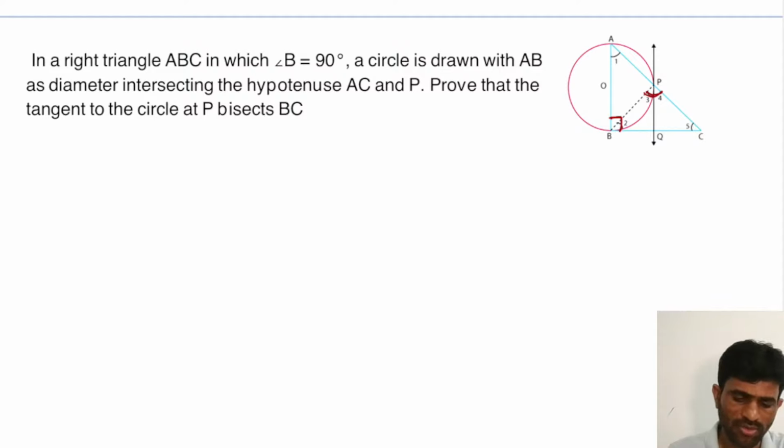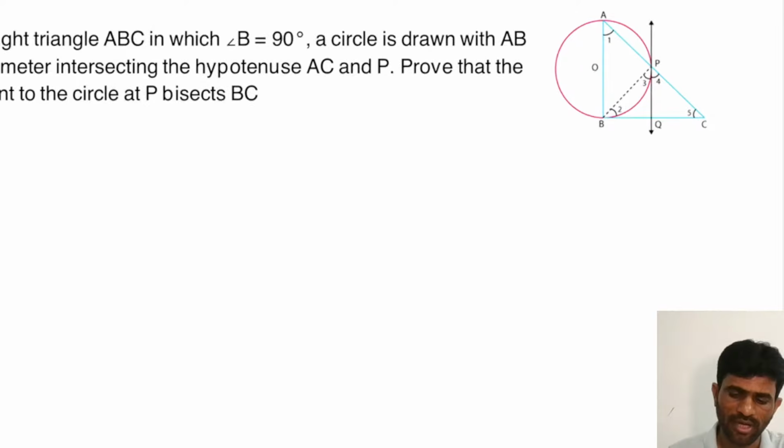So angle B is equal to 90 degrees is given. A circle drawn with AB as a diameter intersecting hypotenuse AC at P. So the tangent to the circle at P bisects BC. It is given like this. So let's see this figure carefully and try to solve.